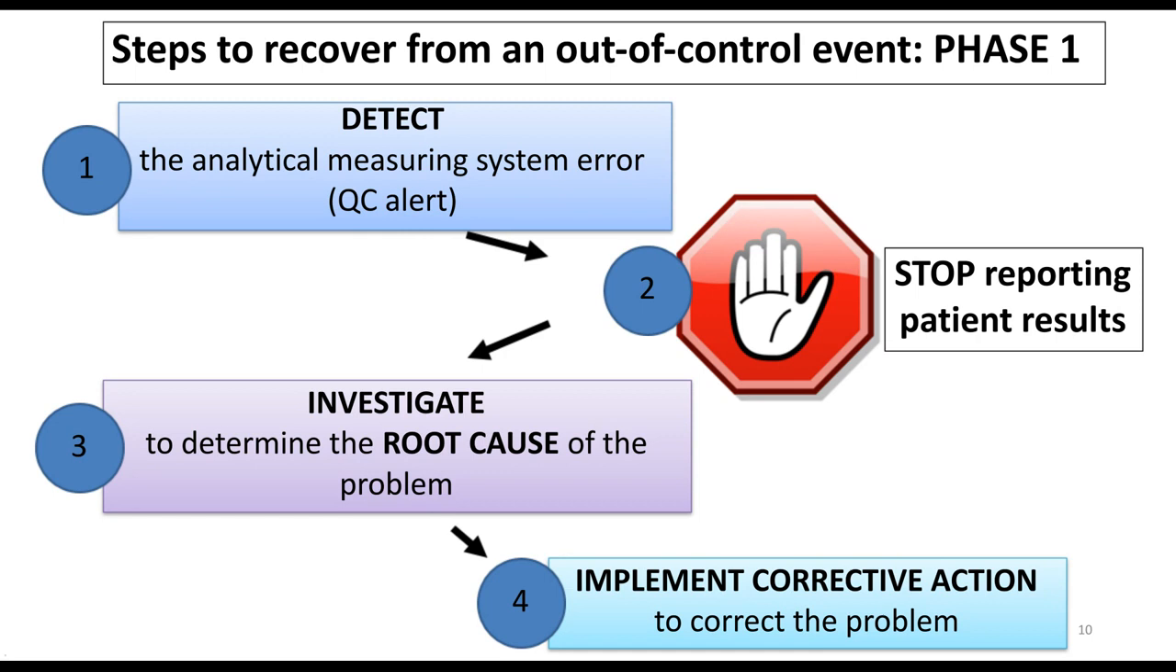Perhaps the routine calibration frequency is inadequate for the stability of the reagent, or maintenance is not performed frequently enough and the instrument is becoming contaminated. So it's really important to determine the actual root cause of the problem so that it can be directly addressed through corrective and preventative actions. Then the fourth step is to implement a corrective action to correct the problem so that the testing can get back up and running as quickly as possible.